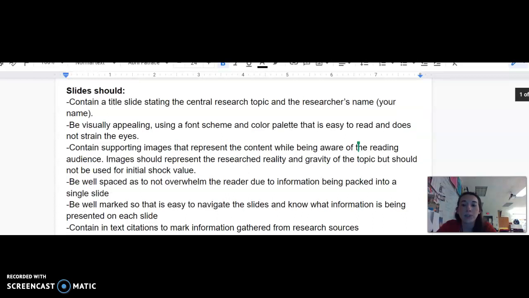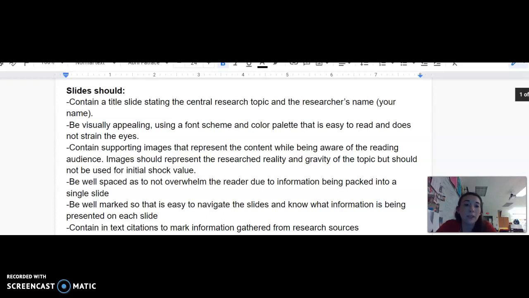For your slides portion of this assignment, your slide should contain a title slide stating the central research topic and the researcher's name, which would be your name. Be visually appealing, using a font scheme and color palette that is easy to read and does not strain the eyes. Contains supporting images that represent the content while being aware of the reading audience. Images should represent the researched reality and gravity of the topic, but should not be used for initial shock value. So when putting in images, please be aware of what you are picking. Please do not pick things that are more gruesome just for the sake of it being more gruesome. Make sure that is appropriate for our audience.